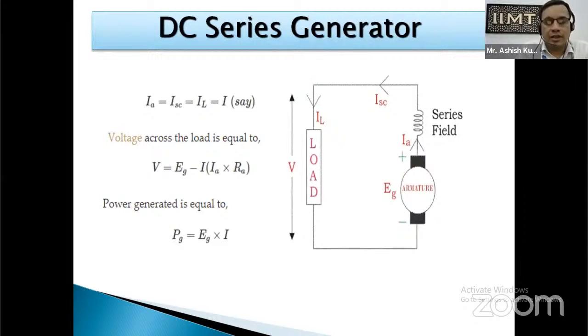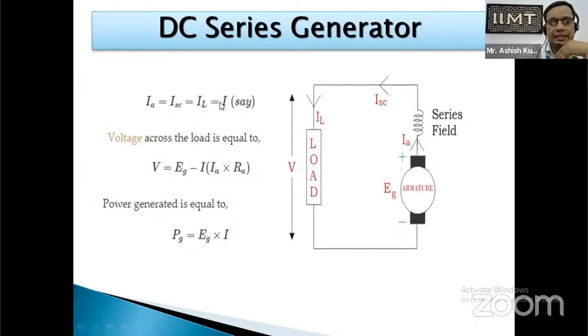Then while we are talking about the self-excited DC generator, the first one is the series generator. As I said, in a series generator, the series field winding is connected in series with the armature winding. So if a load is connected, the generated current starts flowing from the armature, and it goes through the series field winding. In this circuit, as we know that in series the current is the same, so the armature current is equal to the series field winding current, which is equal to the load current.